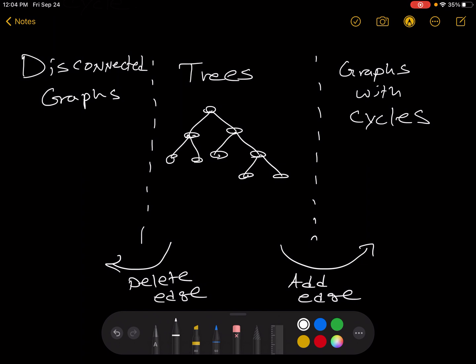Trees are as close as you could be to being disconnected without being disconnected. If you delete an edge, all of a sudden they're disconnected. And trees are right on the edge of being a graph with a cycle. They're as close as you could be to being a graph with a cycle without actually having cycles. If you add any edge to a tree, then you create a graph with cycles. And that's the idea.